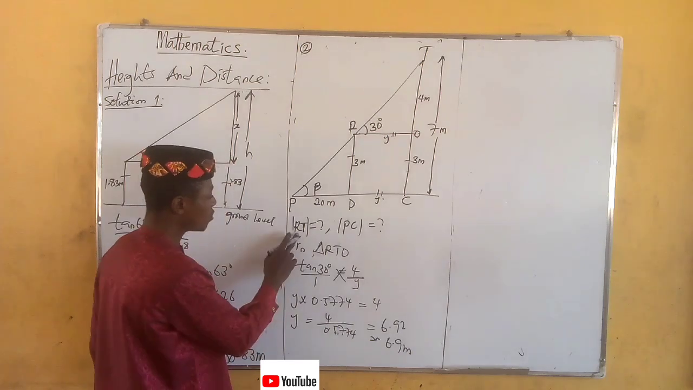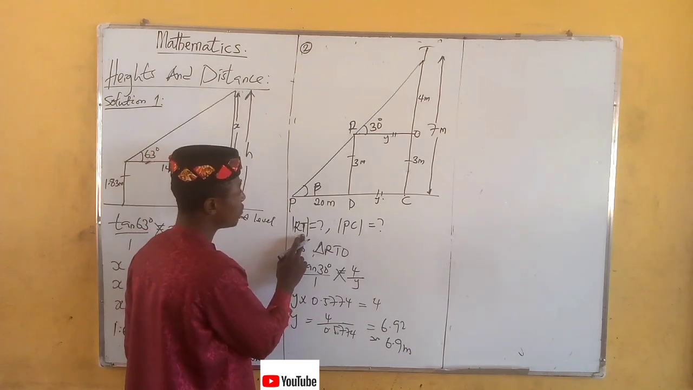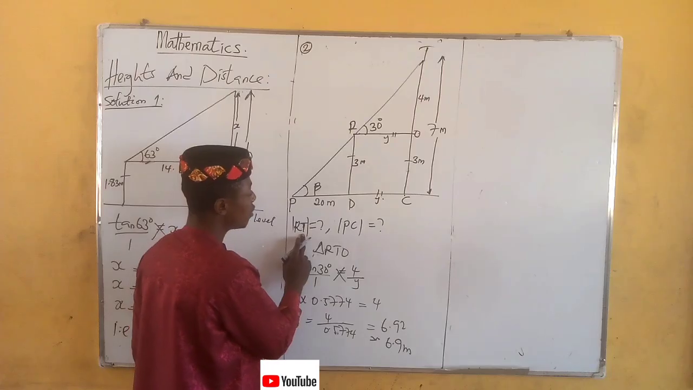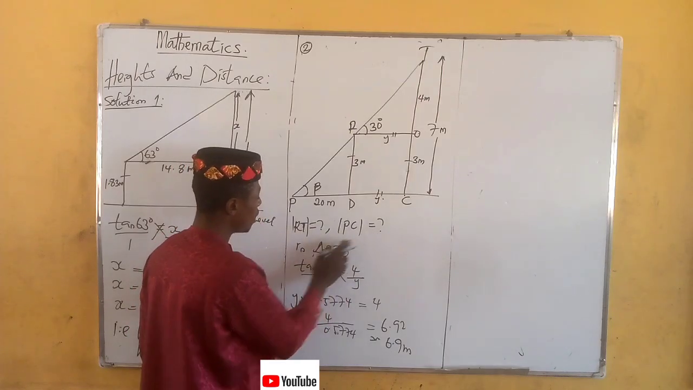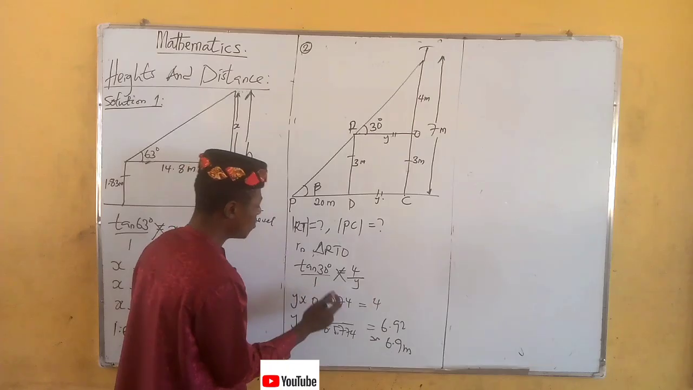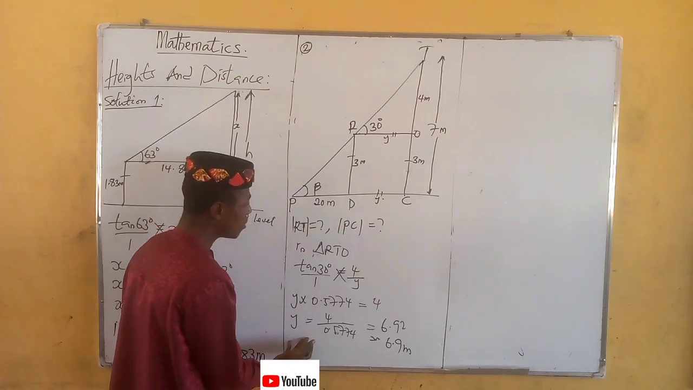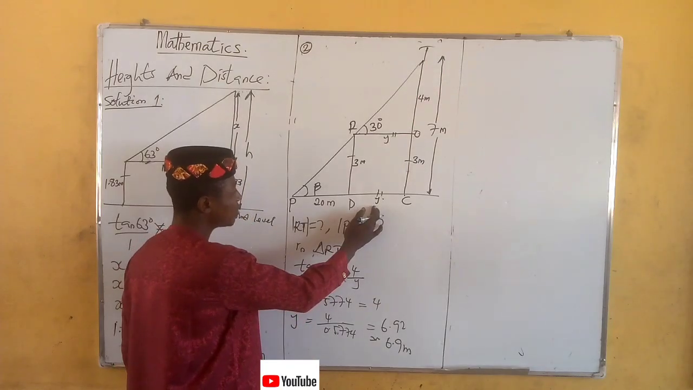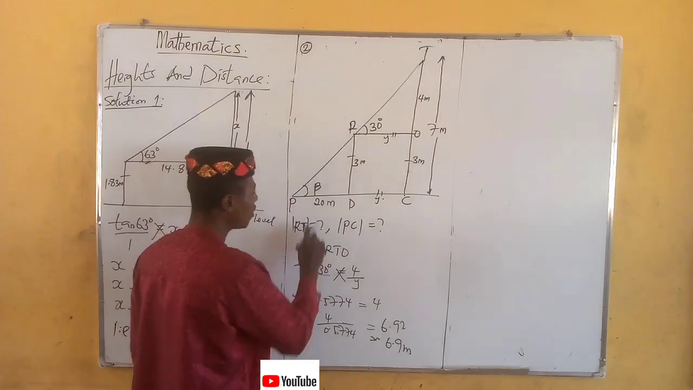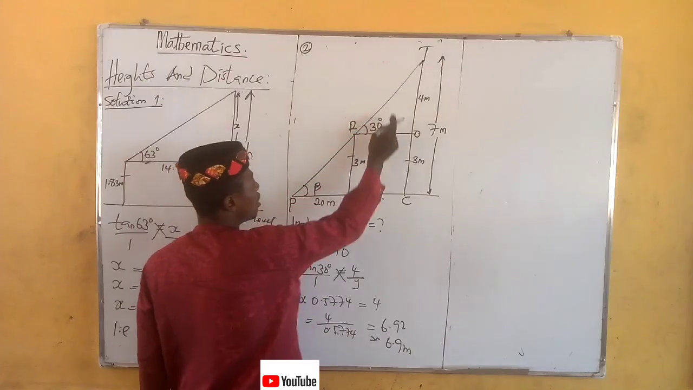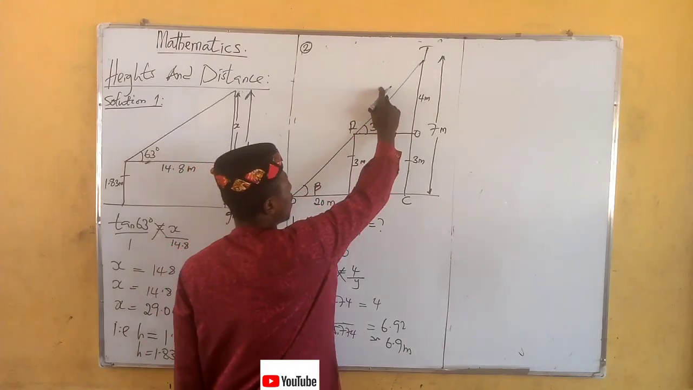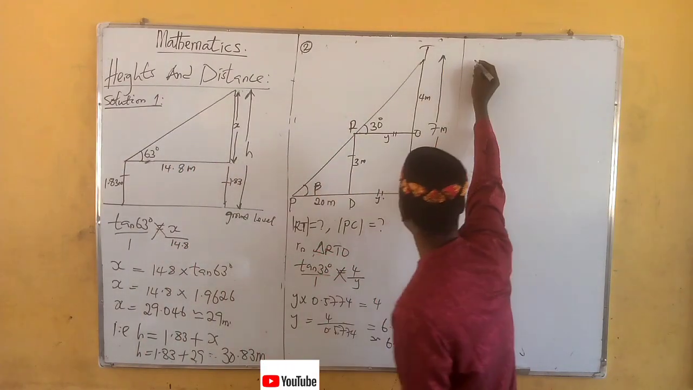First of all, look at the question: RT. We are asked to find our RT, and also we are asked to find our PC. Before we continue, remember we have found this place now. Now that we have found this particular place, you will agree with me that to also find our RT, this is our RT, we can use opposite over what? Hypotenuse. Opposite over hypotenuse is what?